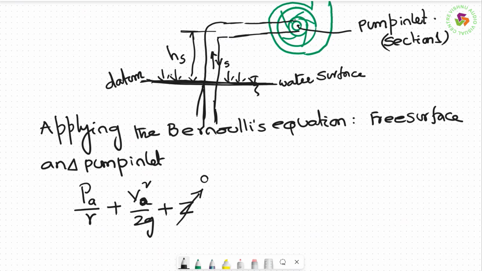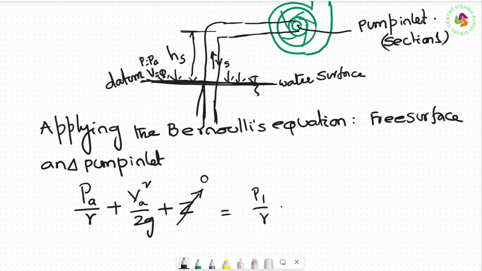What will be the velocity? Here the velocity is also 0, but with this pressure, if it enters into the pipe, it will be Vs. So initially, when I apply here, the velocity is equal to 0, P is equal to Pa at this place, and Z is equal to 0, if I consider this itself as the datum.